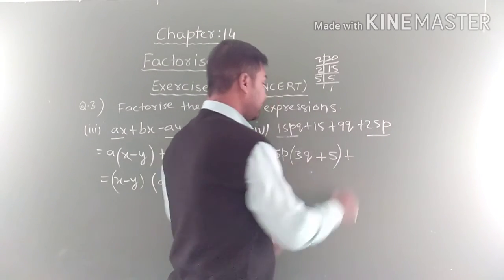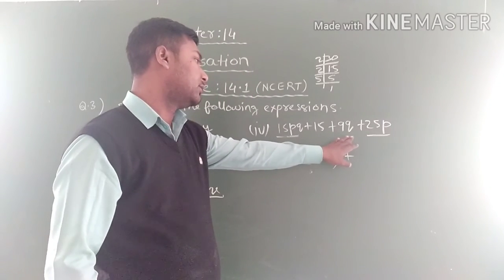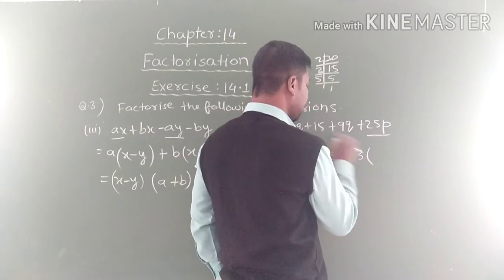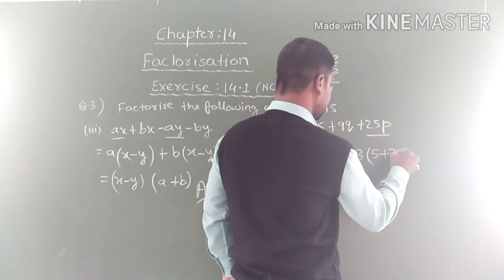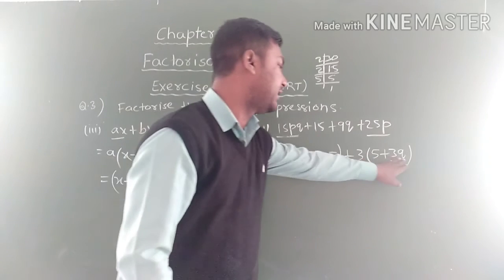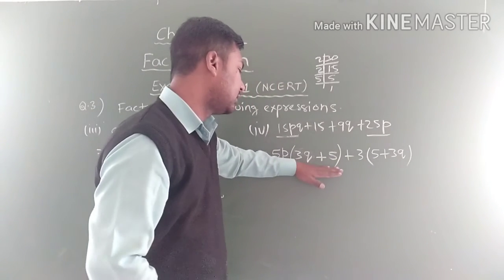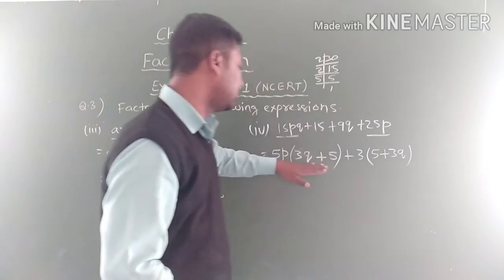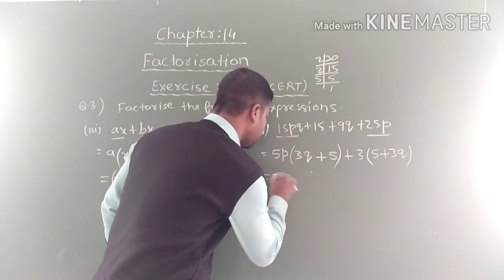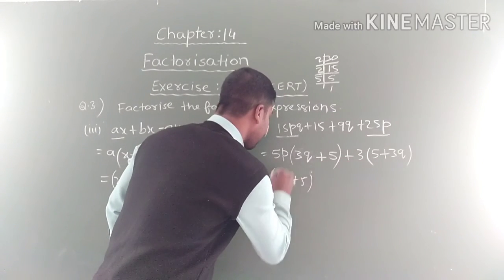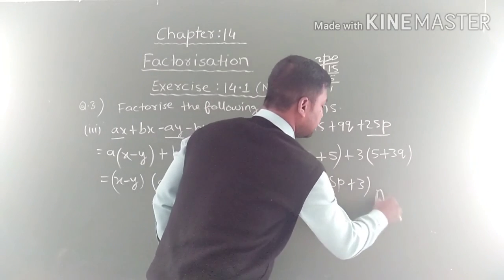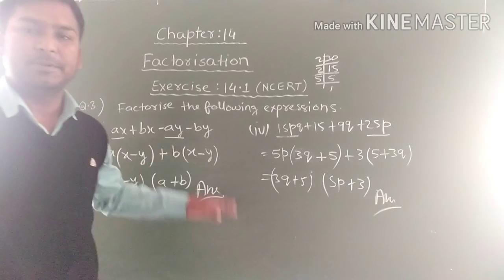Now 15 and 9. Okay. So we can take 3 as a common. So 3 is a common. So 3 5 is 15 and 3 3 is 9. So 3q. Now 3q plus 5 and 3q plus 5. This is first term, this is second term. So 3q plus 5 is common in both two terms. So just take common 3q plus 5. What is left? 5p plus 3 is there. Now this is the final answer.